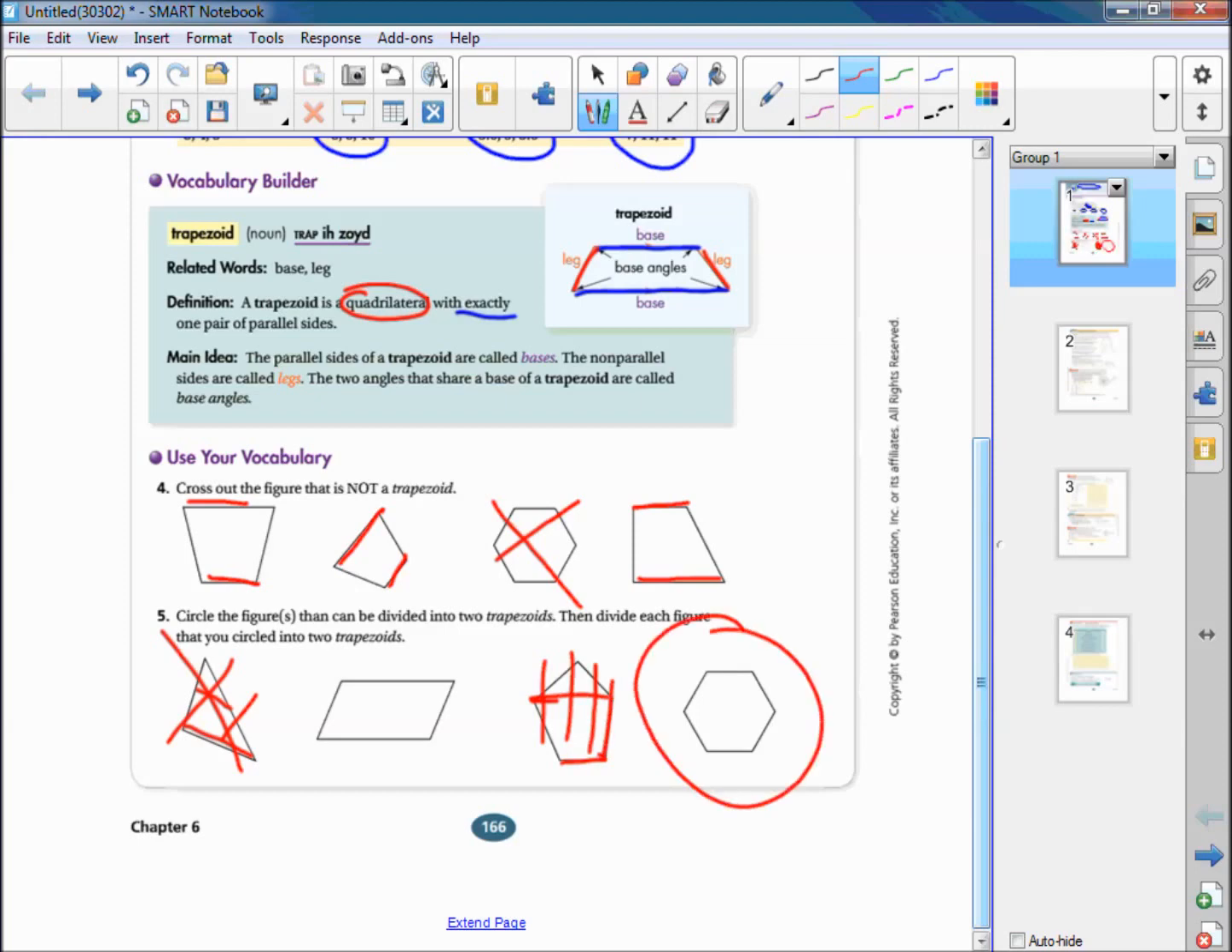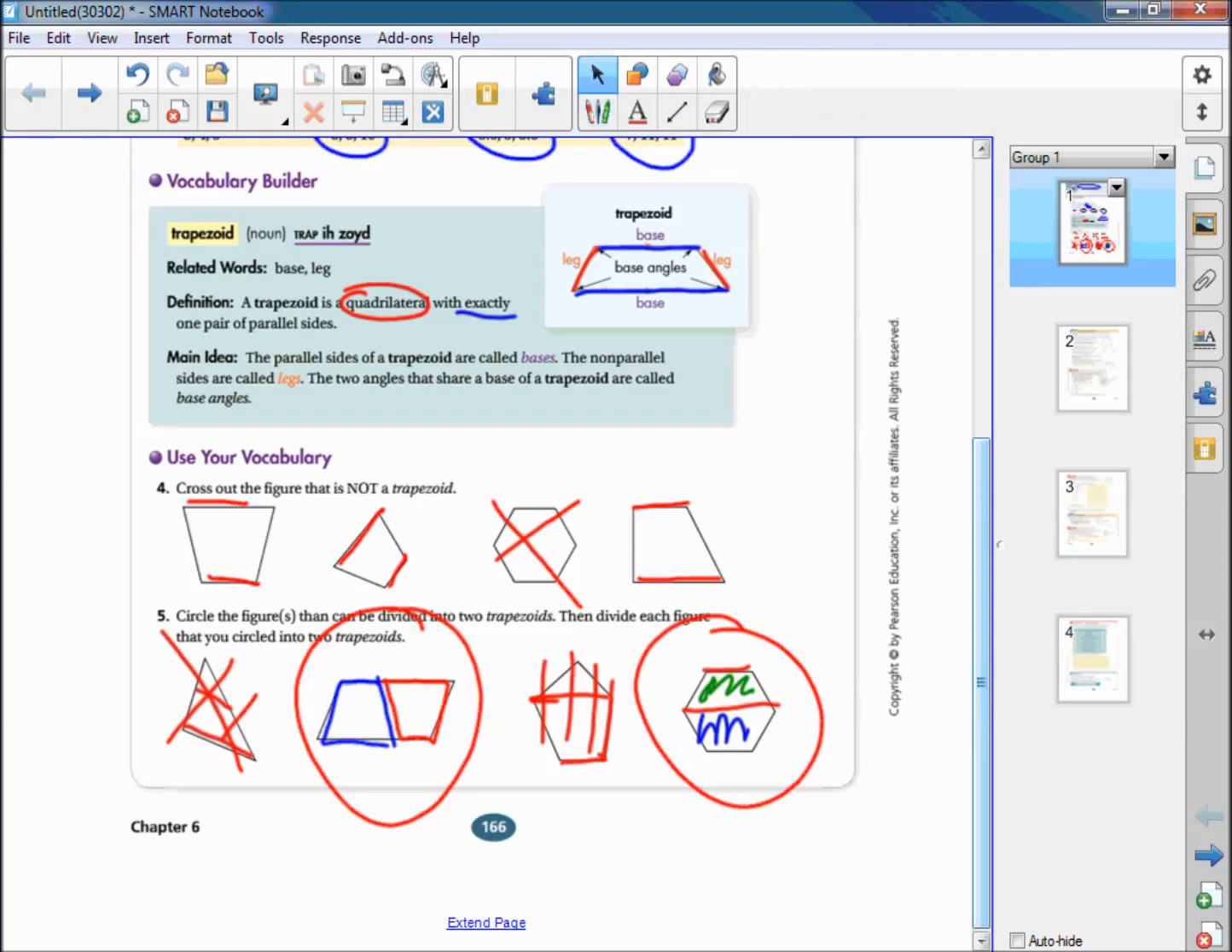This one I can. If I split across here, then this red and this one are parallel. So there's one trapezoid up top, green, and then there's another trapezoid down here in blue. And in our last one, we can do it also. We have parallel lines, so we're just going to split it weird. And then this blue one is a trapezoid, and the red one over here is also a trapezoid. So we can circle this one. All right, let's flip it over and see what's on page 2.